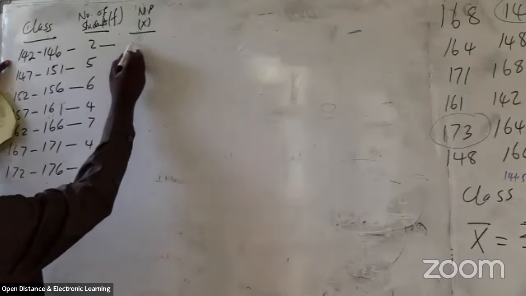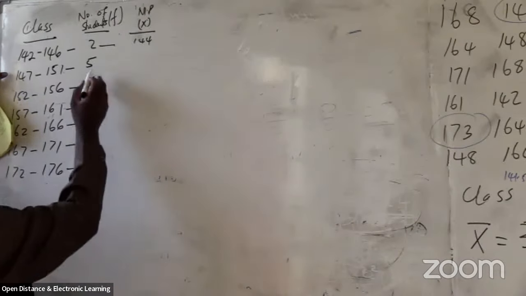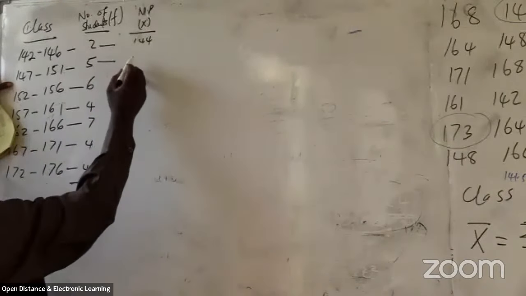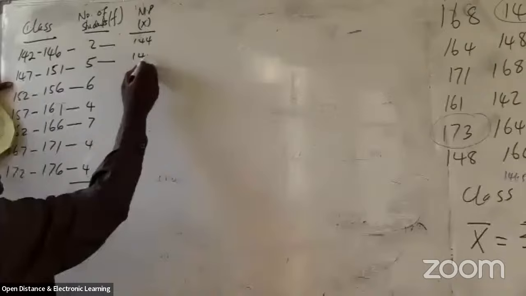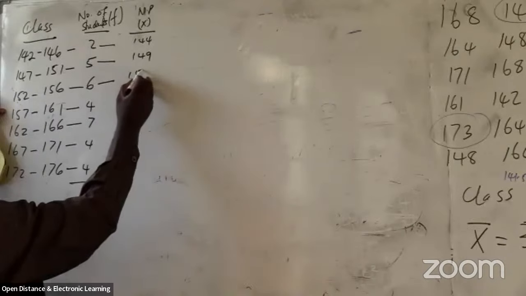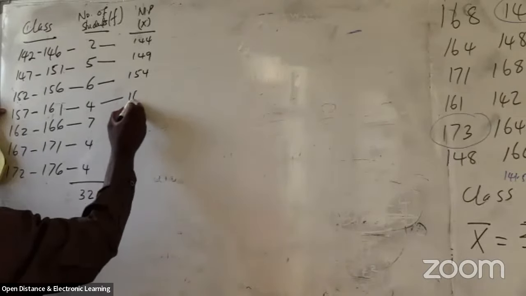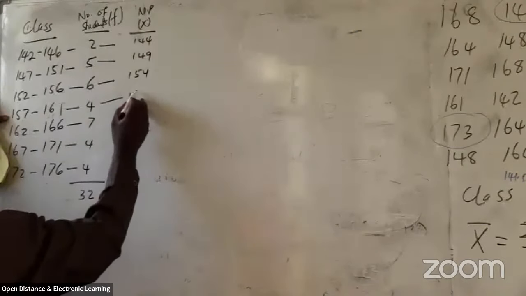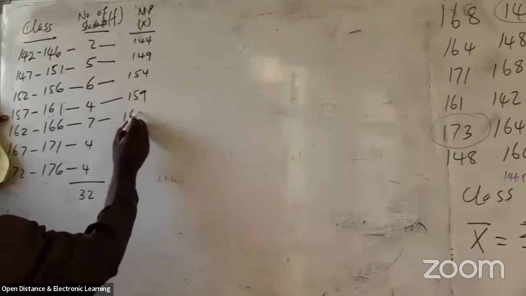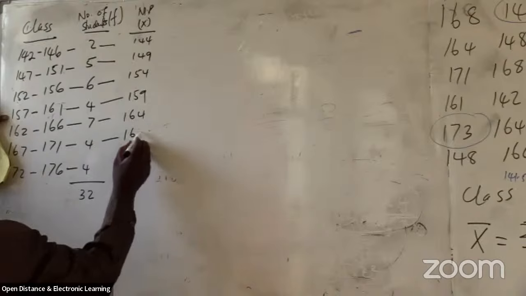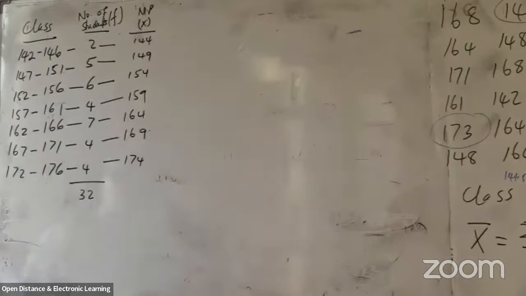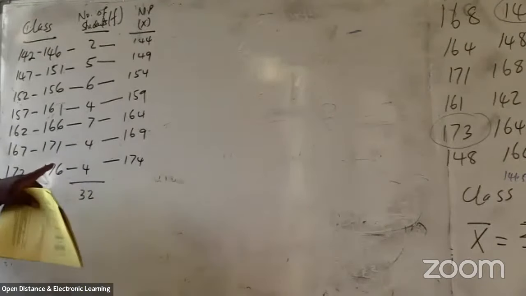So the first interval is 144. For the second interval, 147 plus 151 divided by 2 should give you 149. If you worked that out well, then you will have 154, 159, 164, 169, then finally 174. Now we have our midpoints, we have our frequencies.